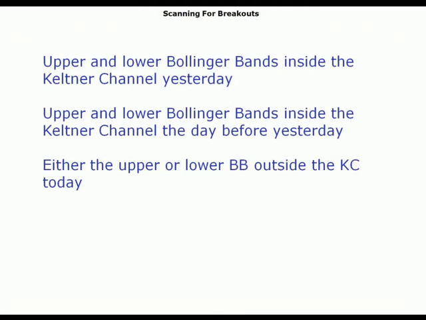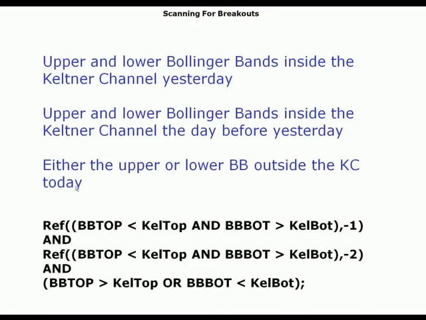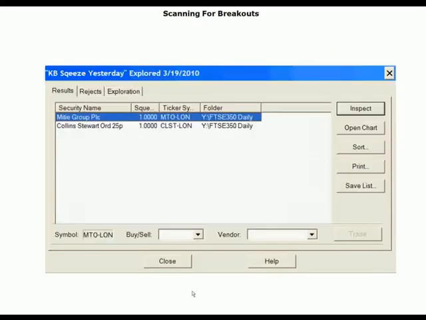In order to find specific trade setups, we now need to refine our criteria. In this case, we're going to be looking for stocks where the upper and lower Bollinger Bands were inside the Keltner channel yesterday, and were also inside the Keltner channel the day before. However, on the current bar, either the upper or the lower Bollinger Band, or perhaps both, are now outside the Keltner channel. For your interest, this is the MetaStock indicator that performs that search.